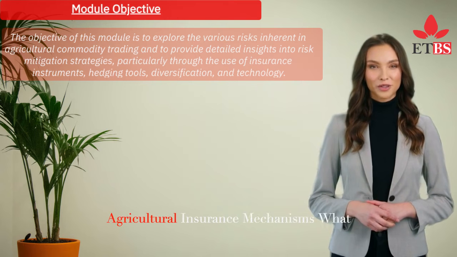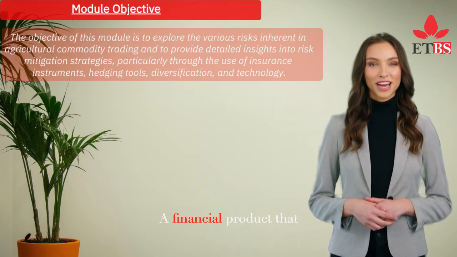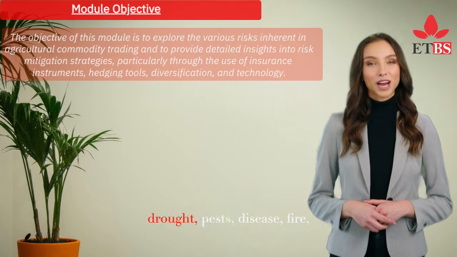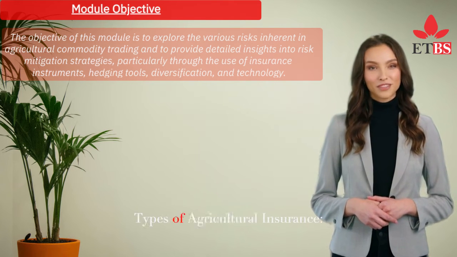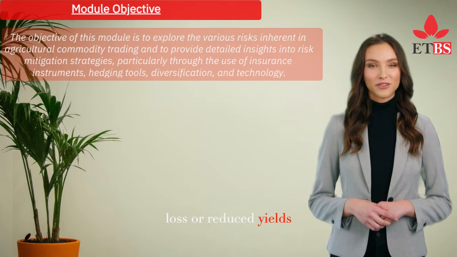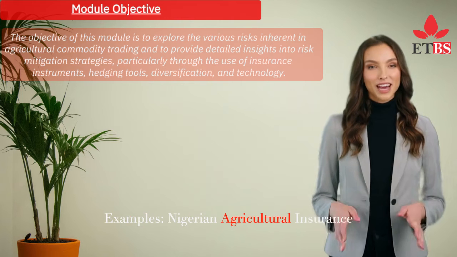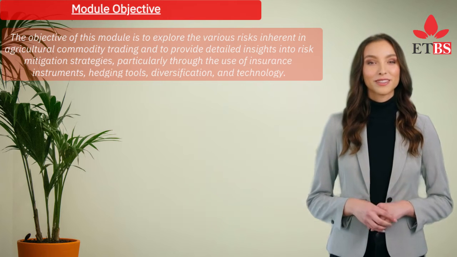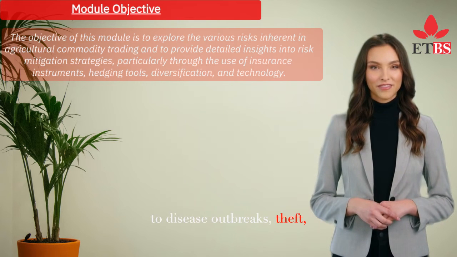4. Agricultural insurance mechanisms. What is agricultural insurance? A financial product that compensates farmers and traders for losses arising from predefined risks such as drought, pests, disease, fire, and price crashes. Types of agricultural insurance. A. Crop insurance covers physical loss or reduced yields due to weather events, pests, or disease. Examples: Nigerian Agricultural Insurance Corporation, NAIC, crop cover, Kenya. B. Livestock insurance. Protects against loss of animals due to disease outbreaks, theft, or accidents.